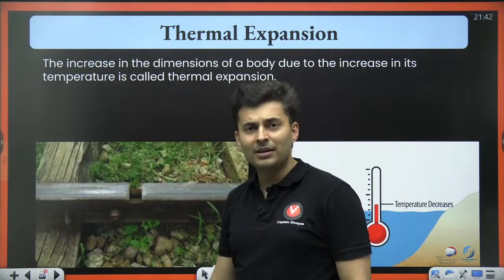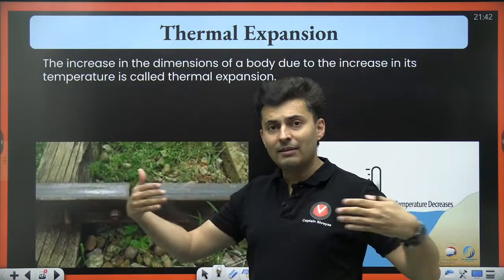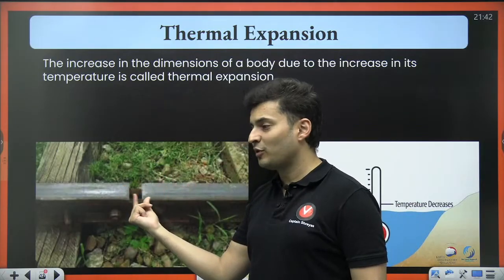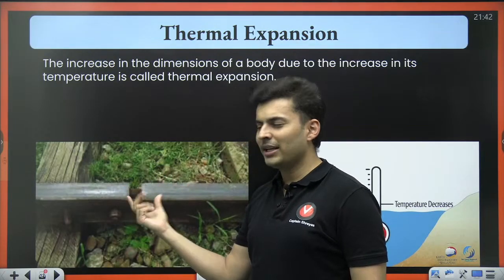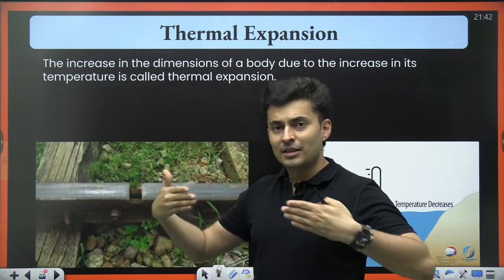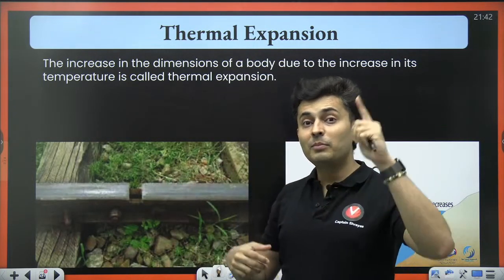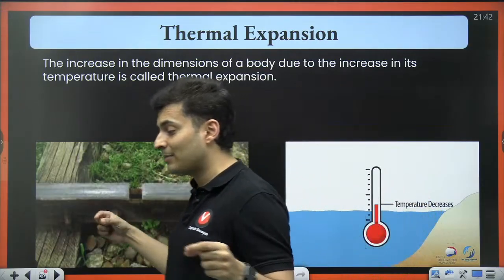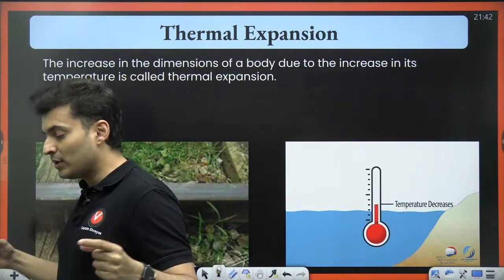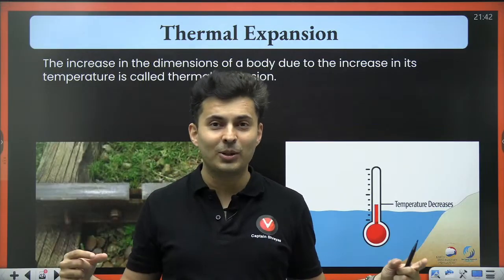Why do you leave this gap? So that in summer, when the railway track expands, there is some space for it to expand. That small gap is enough for it to expand. Else, if there is no space, then it will start bending. That's why even bridges and flyovers, have you seen there are gaps in the bridges and flyovers? Have you seen there are gaps in the bridges and flyovers?